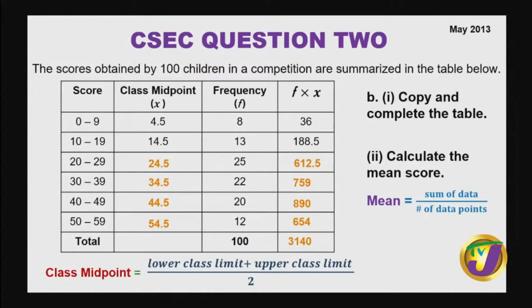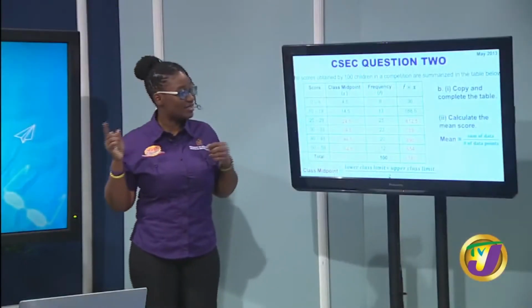As you would have rightly said, for example, 36 would represent all the values from 0 to 9. The sum, right? So we don't know what those values are. And the purpose of the class midpoint is to find a value to represent that class interval. So for the first class interval, we are using 4.5 to represent the first class interval. Likewise, 14.5 to represent the second class interval. I think we're going to speak a little bit more on that in the next question.